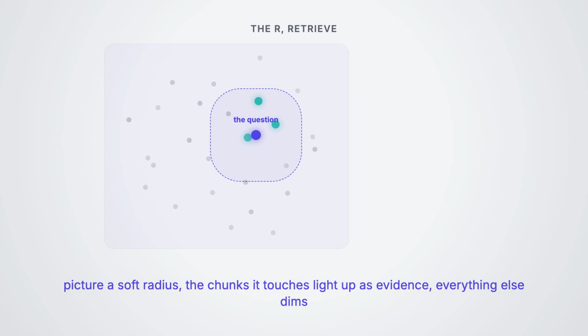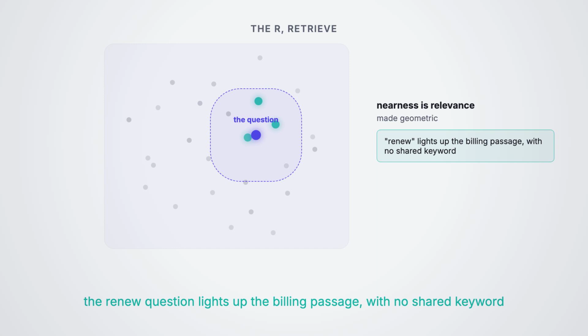The chunks it touches light up as the evidence, everything else dims away. Because this matches by meaning, the renew question lights up the billing passage, with no shared keyword between them. Nearness is relevance made geometric. One honest detail, so this does not sound like magic.